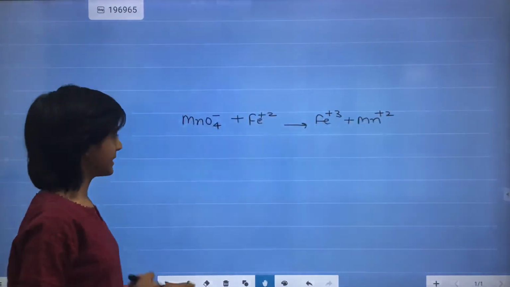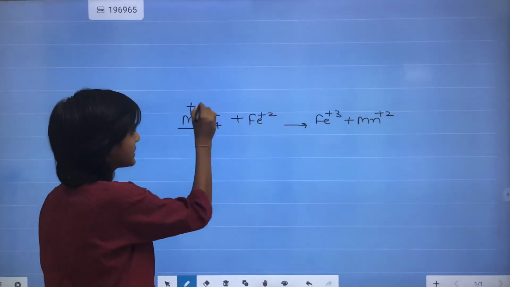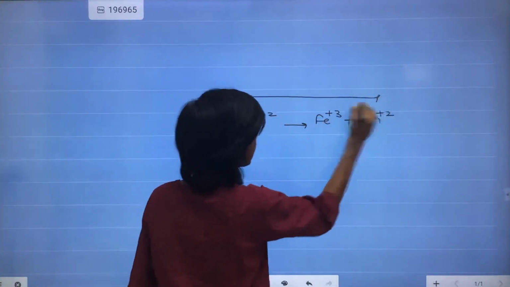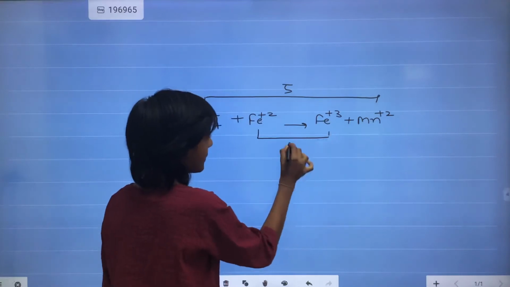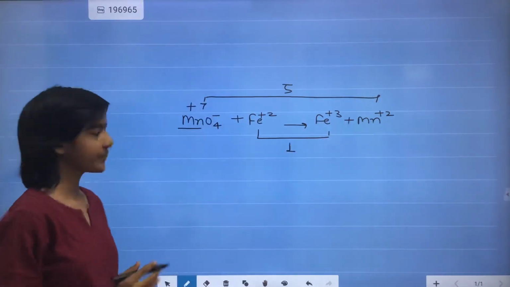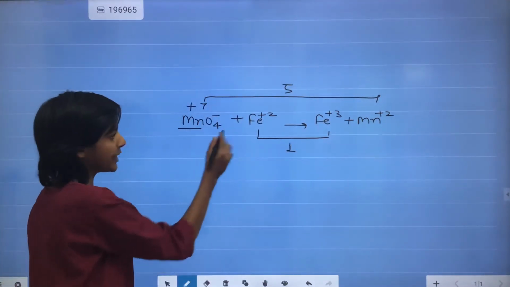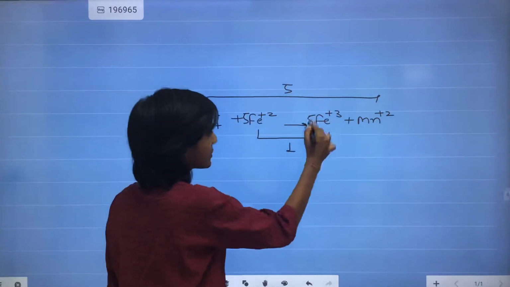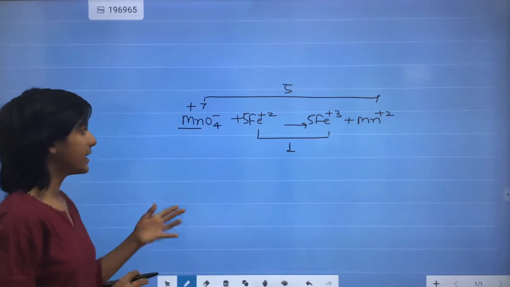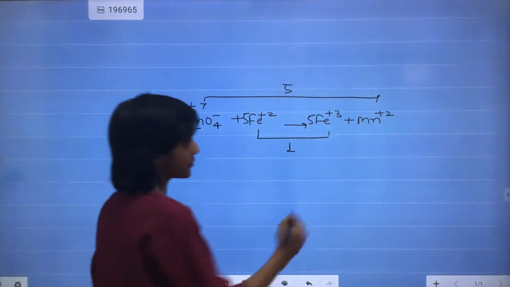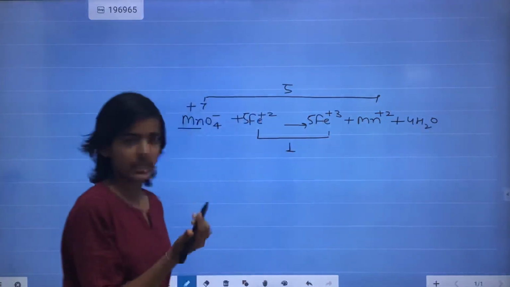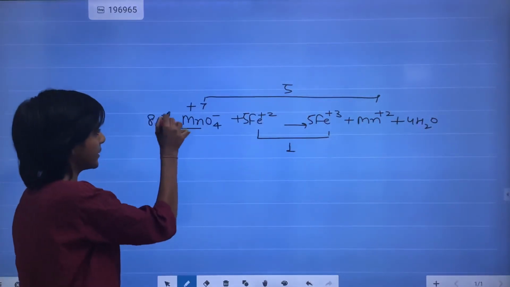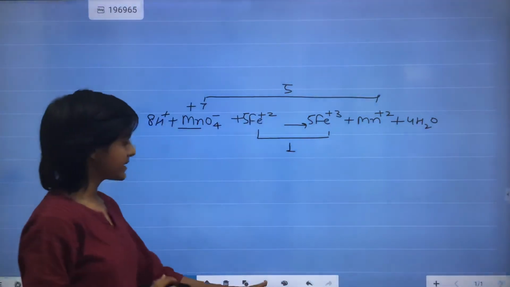The next is this. The oxidation state is +7, and here it is +2, a difference of 5. +2 and +3, so a difference of 1. So 1 mole of MnO4 minus oxidizes 5 moles of Fe plus 2 in acidic medium, and the oxygens here are 4, so 4 H2O. Then hydrogen is 4 into 2, which is 8 H plus over here, so the reaction is balanced.